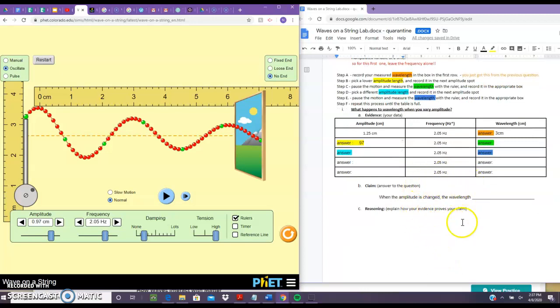Answer some questions about what you observe when the amplitude changes. What do we notice about the wavelength? Does it increase? Does it decrease? Does it stay the same? And how do you know that?